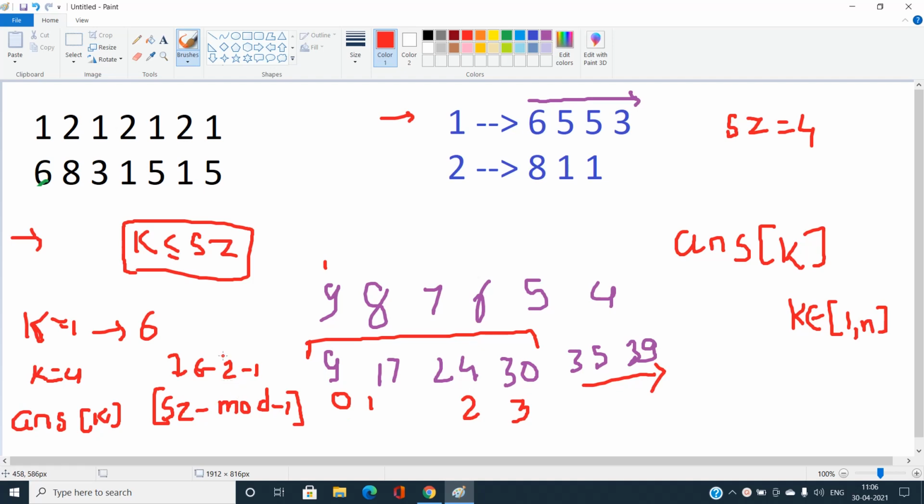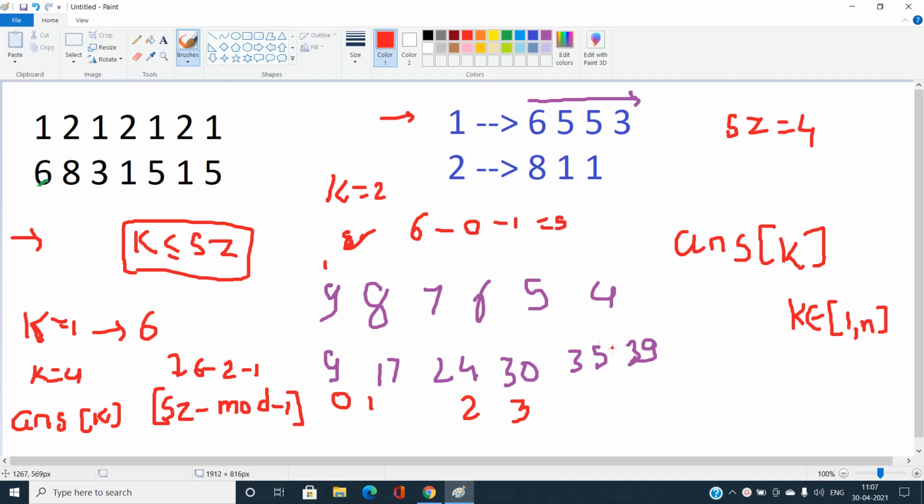And if we try to understand this formula for k equal to 2 or k equal to 3, let's try to understand that. K equal to 2. If I fill up the values, sz is 6 minus mod is 0, minus 1, it comes out to be 5.